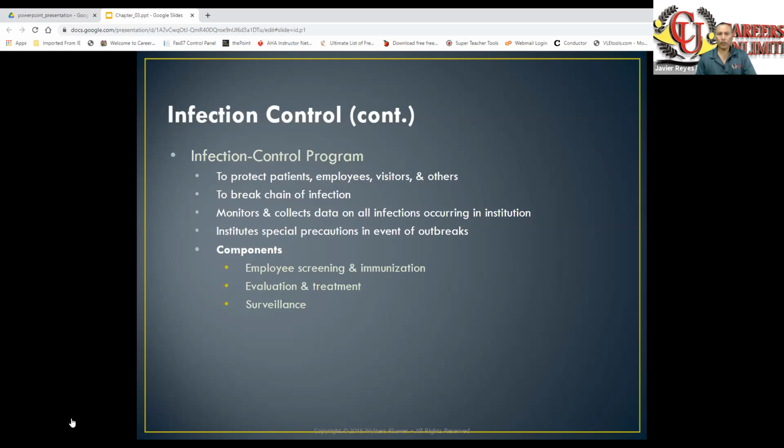Again, the components of a program should include employee screening. Right now with COVID-19, we're all getting screened twice a week, but thank goodness now it's down to once a week. Okay, we evaluate and treat everybody. If you tested positive for COVID-19, you were evaluated right away. You were put on quarantine for 14 days, given treatment, if any, if you had any symptoms, okay, and you were being monitored.